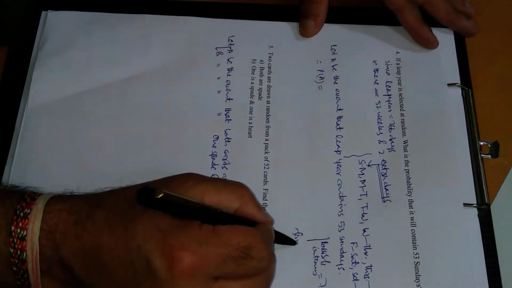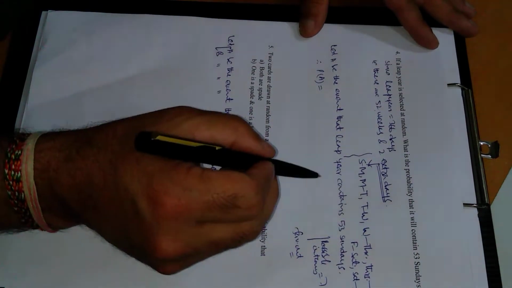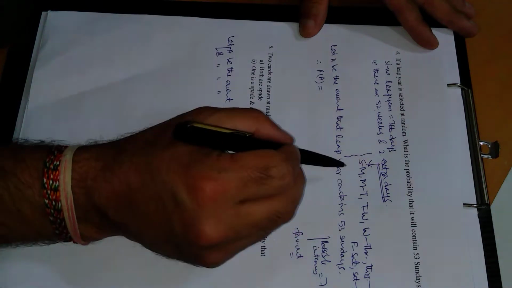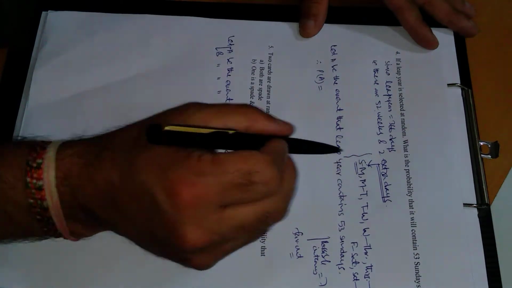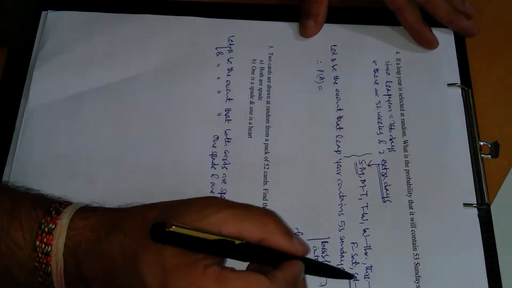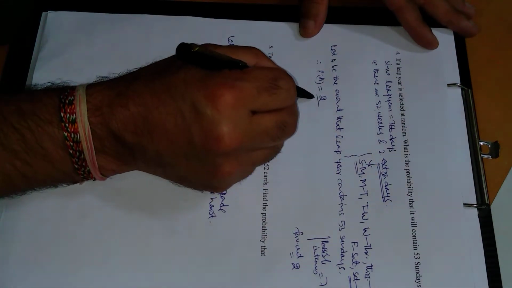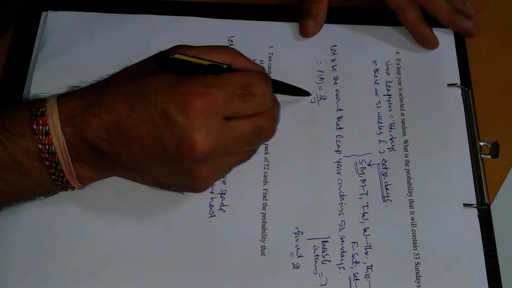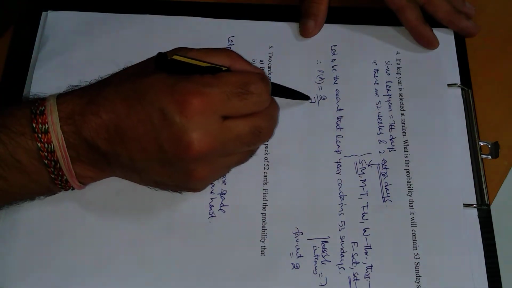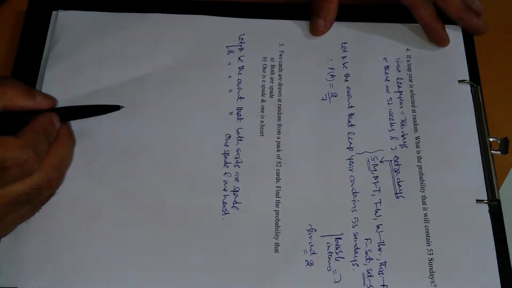Maximum possible outcomes are 7, clearly from here. Favorable outcome means we have to check only Sunday, in which options there is a Sunday. Sunday is in the first option, Sunday Monday, and in the last option, Saturday Sunday. So favorable outcomes are 2, total outcomes are 7. So this is the probability that a leap year will contain 53 Sundays.